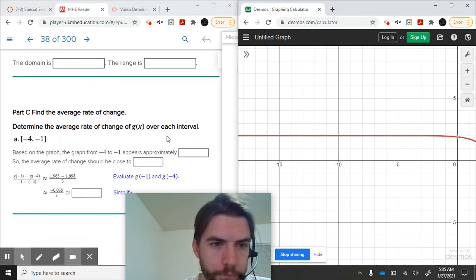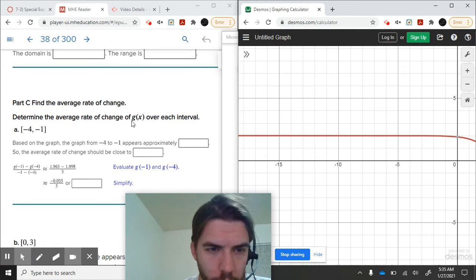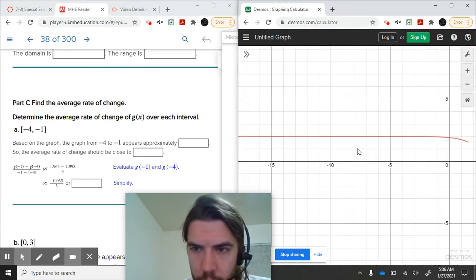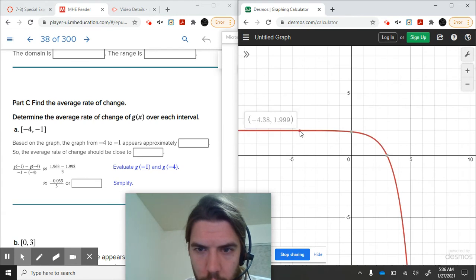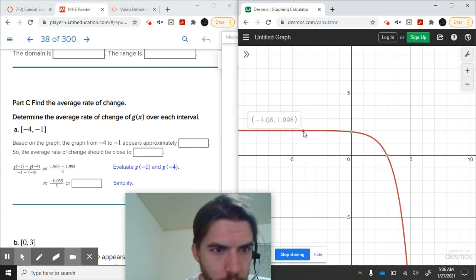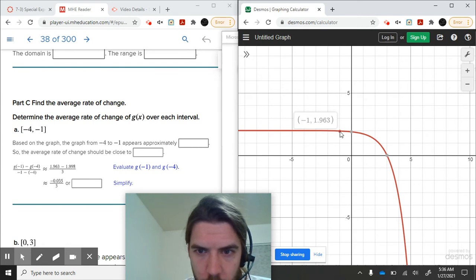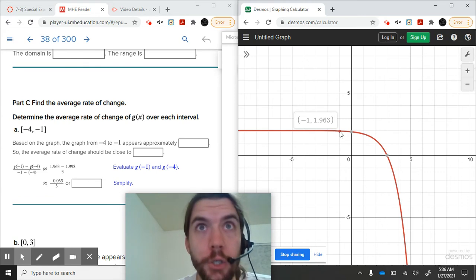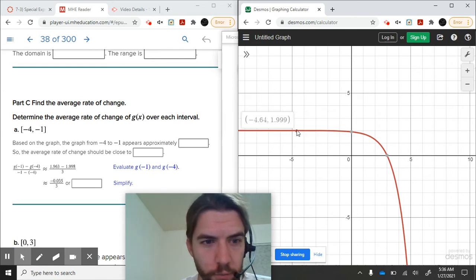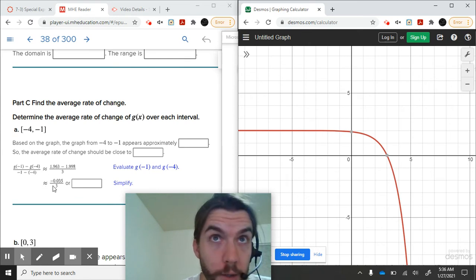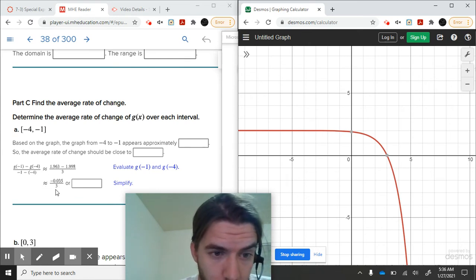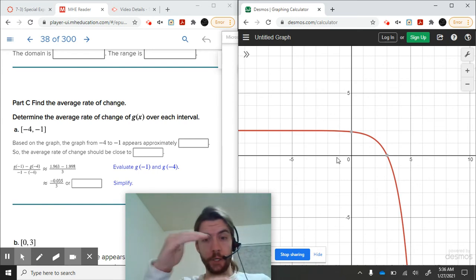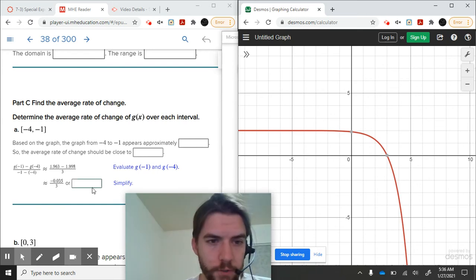Yes. Okay, find the average rate of change over this certain interval from -4 to -1. All right, well, at -4, we are basically at 2. We'll just call it 2. And at -1, we are at 1.963. So I think we have a change of 0.035, and it's over a distance of 3. So we have a change of 0.035 over a distance of 3. That's your rise over your run, your change in y over your change in x. So then you just simplify that number.